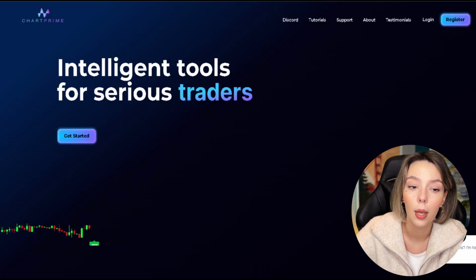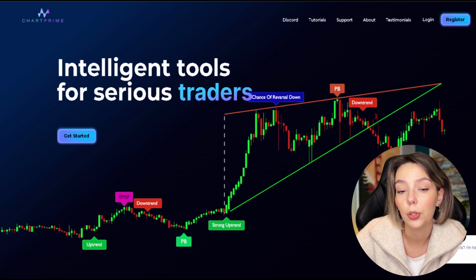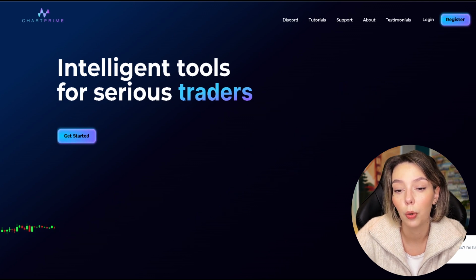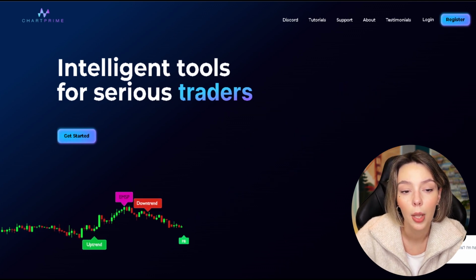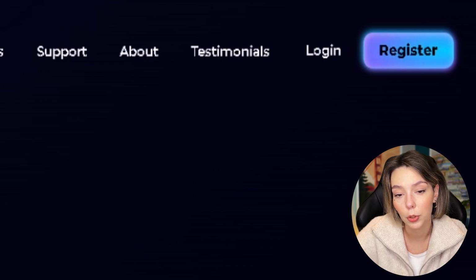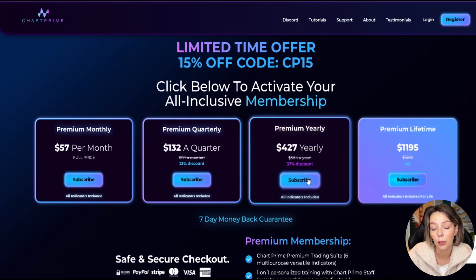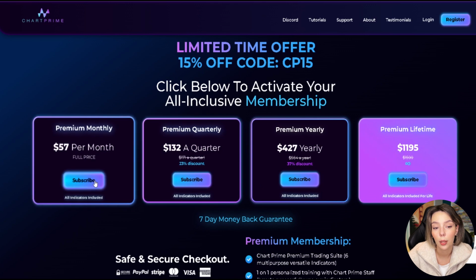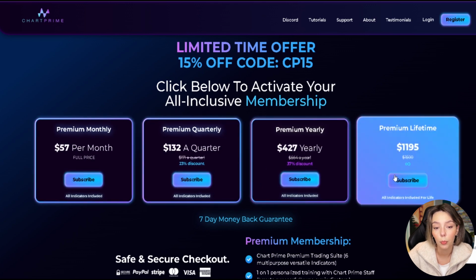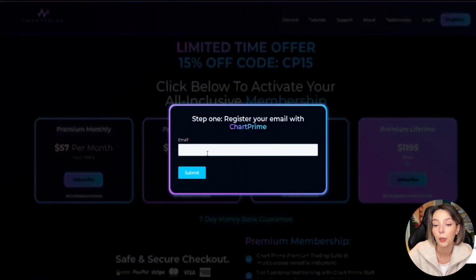Chart Prime. Before setting up our indicator, we need to purchase the indicator, so we go to the Chart Prime website, press the registration button, which takes us to the choice of a tariff plan. I will choose an annual subscription because it's more profitable than paying every month.